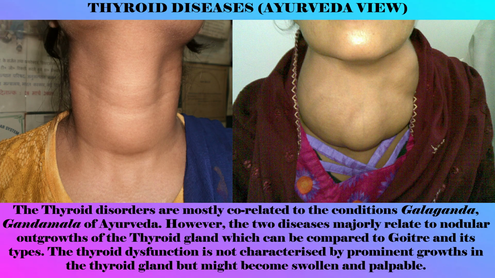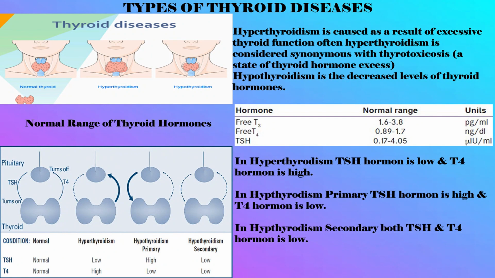The thyroid disorders are mostly correlated to the conditions Galaganda and Gandamala of Ayurveda. However, the two diseases majorly relate to nodular outgrowths of the thyroid gland, which can be compared to goiter and its types. Thyroid dysfunction is not characterized by prominent growths in the thyroid gland, but it might become swollen and palpable. Types of thyroid diseases.